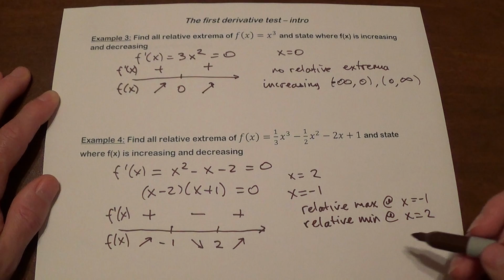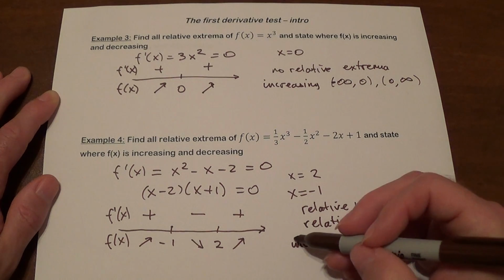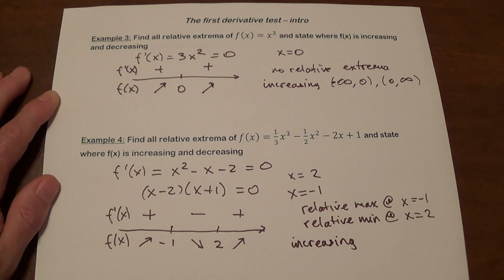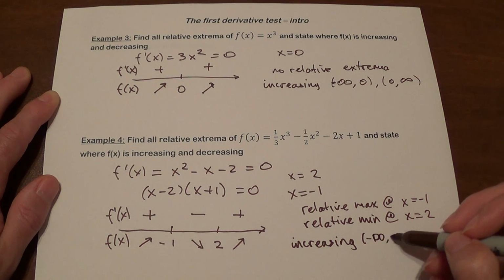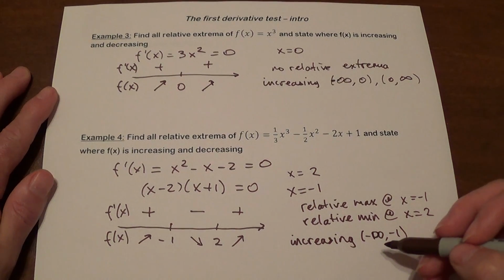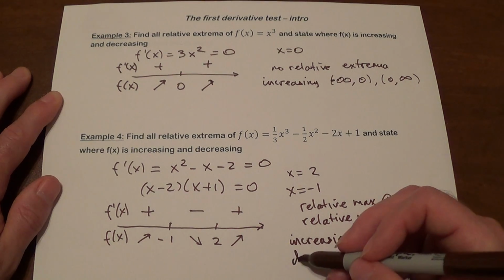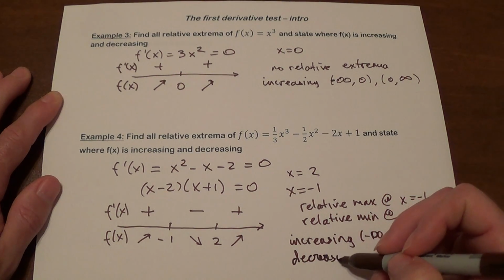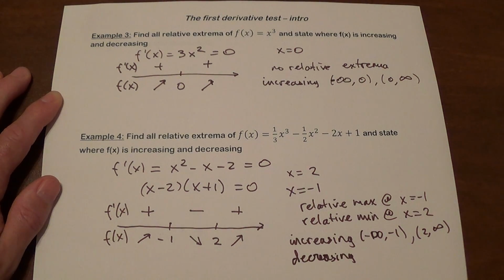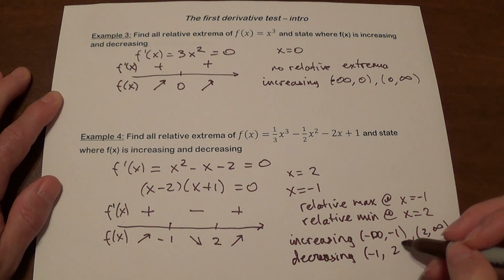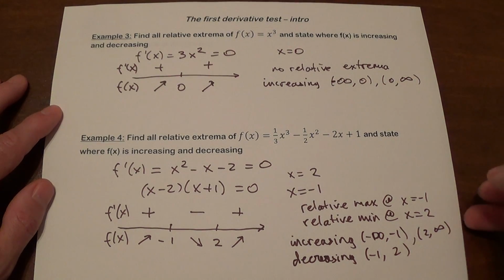Now we also need to address the behavior. So where is the function increasing? It's going to increase wherever the first derivative is positive. So it's going to happen on the interval from negative infinity to negative 1, and it's also going to increase on the interval from 2 to infinity. And the function is going to be decreasing where the derivative is negative, so it's going to be between negative 1 and 2. Okay, so it's not a difficult thing to do. Right?